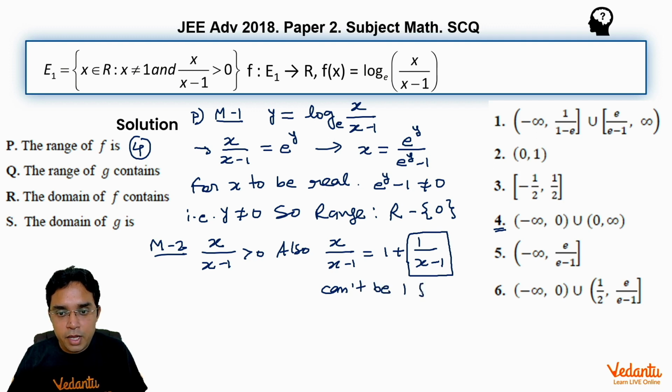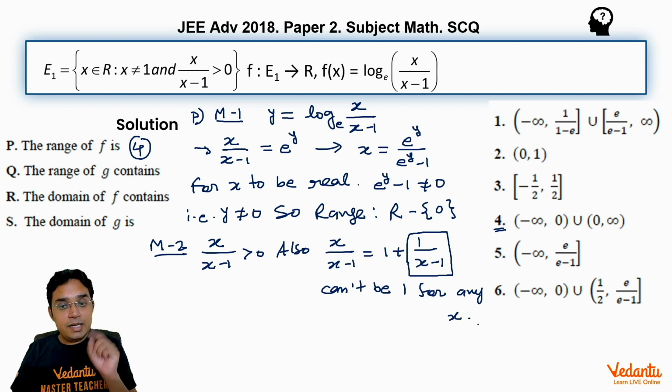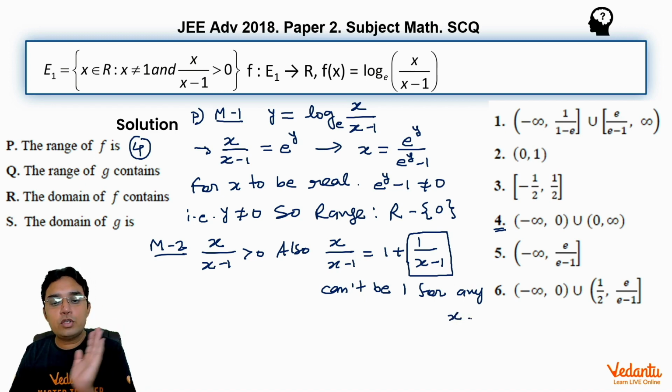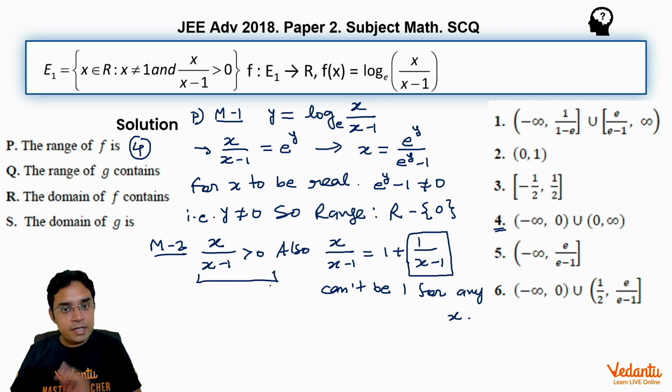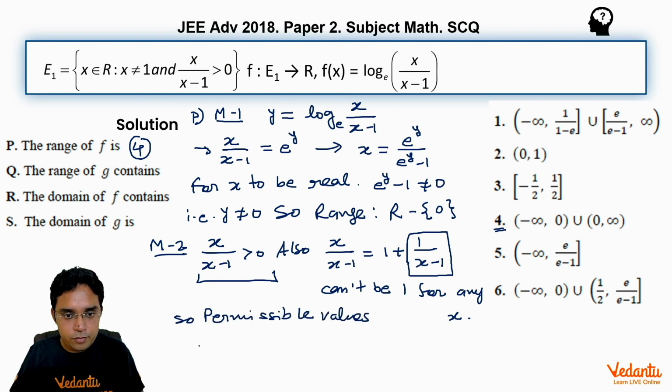1 for any x. But other than that 1, it can take all possible values. So if I combine this x upon x minus 1 greater than 0 and this not equal to 1, we can say all permissible values of x upon x minus 1 are 0 comma infinity except 1.